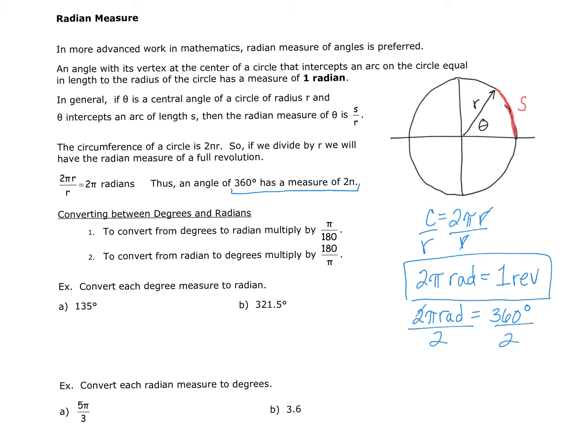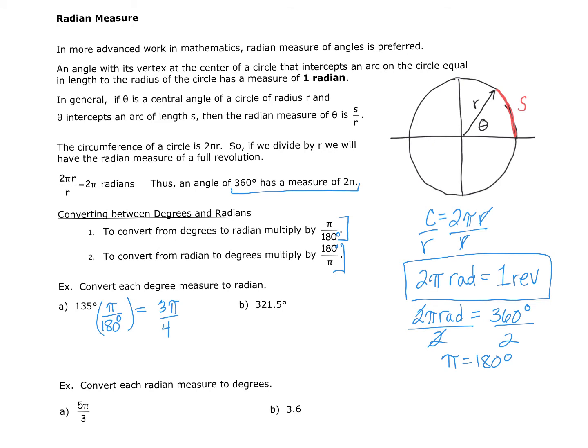So if I divide both sides by 2, I get pi radians is 180 degrees. That means that the ratio pi over 180 degrees or 180 degrees over pi are both equivalent to 1. So to convert a degree measure to radian measure, we're going to multiply by pi over 180 degrees. In this case, 135 and 180 are both divisible by 45, and we're going to get 3 pi over 4.